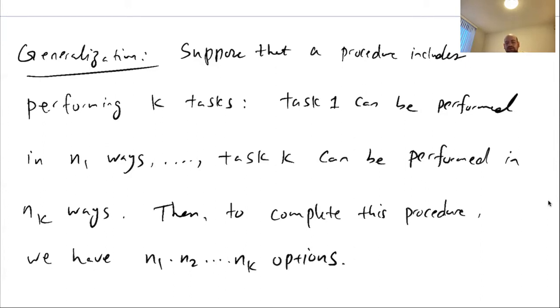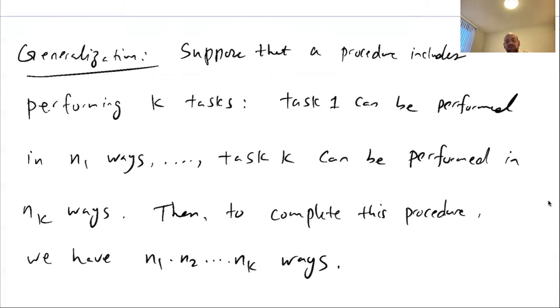We have k tasks, and so it's the generalization of the previous one. In the previous version, we said we have 2 tasks, n1 ways for the first task and n2 ways for the second task. In total, we have n1 times n2 ways or options.